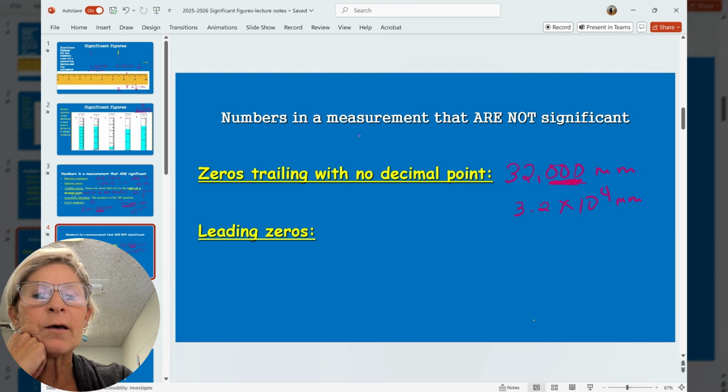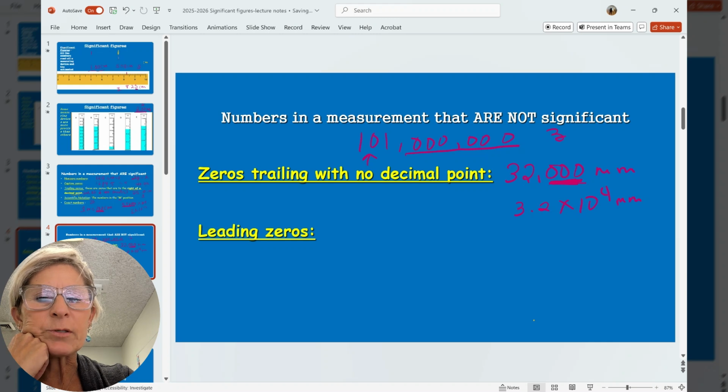So if I have 1, 0, 1, 1, 2, 3, 4, 5, 6, this guy's significant because he's captured between 2 non-zero digits, and all of those are not significant because they are not to the right of a decimal point. So this value, 101 million, would only have 3 sig figs.